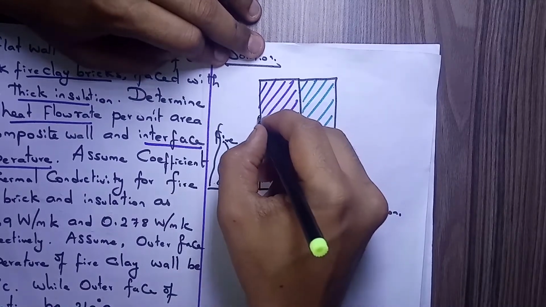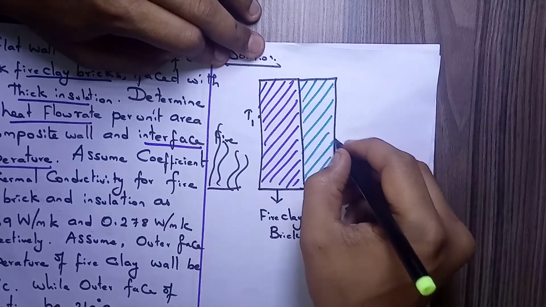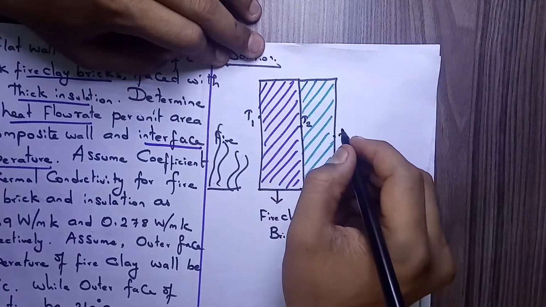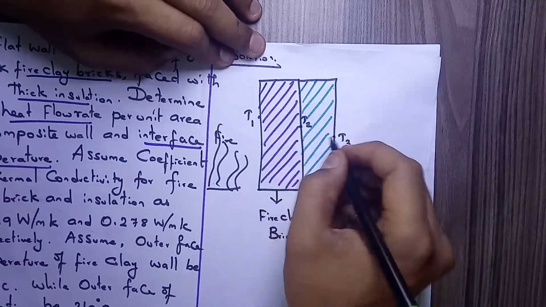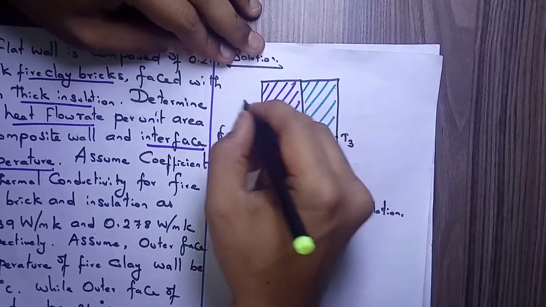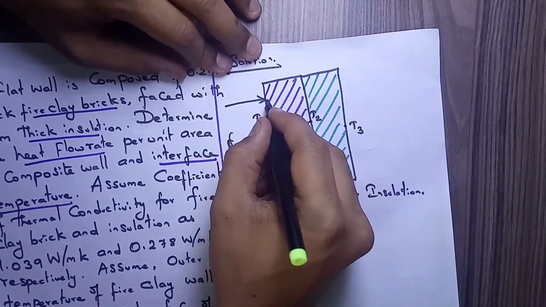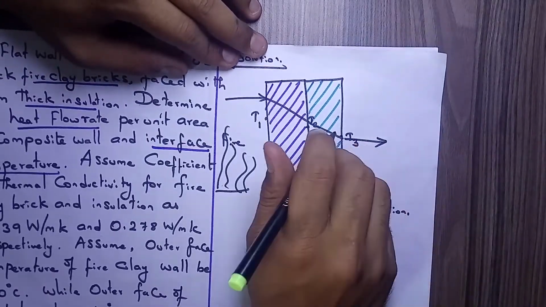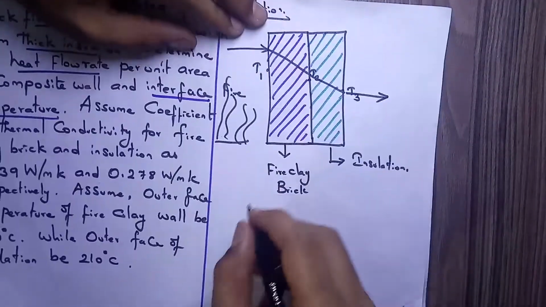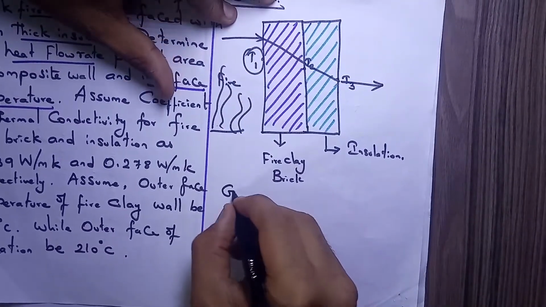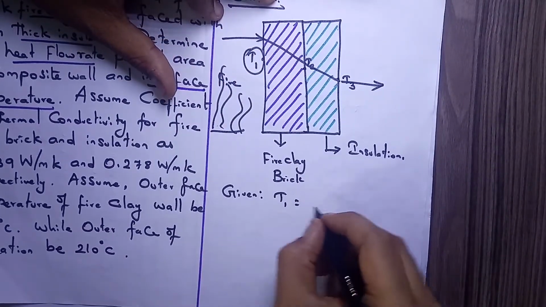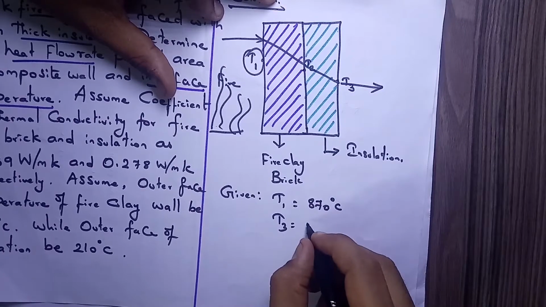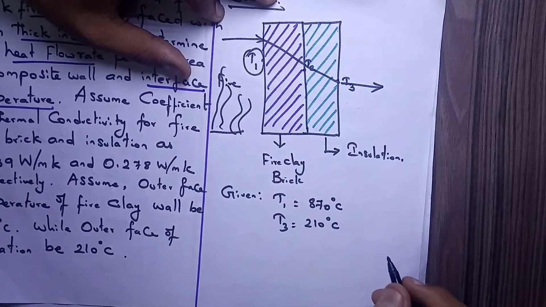So inside, the temperature is maintained at T1, the outer wall temperature is T3, and the middle temperature is T2. So therefore T1, T2, T3. The heat is transferred from here till T2 and then out. So what is the temperature maintained here? The T1 temperature, the given value. T1 is maintained at 870 degrees Celsius and T3, the outer temperature, is maintained at 210 degrees Celsius.